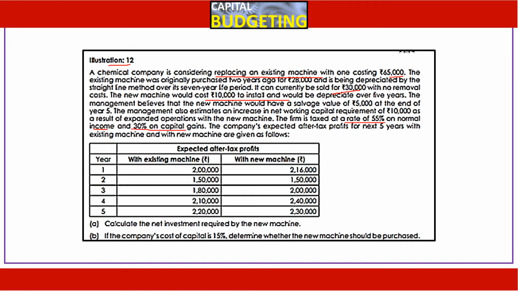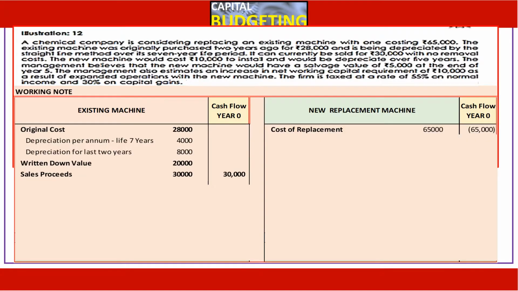And the company has a cost of capital of 15% for the sake of discounting. We are given two streams of inflows in respect of after-tax profits when we continue with the existing machine, or when we sell it off and then go for a new machine. This is simply talking of what is the impact on the income flow under each of the streams.